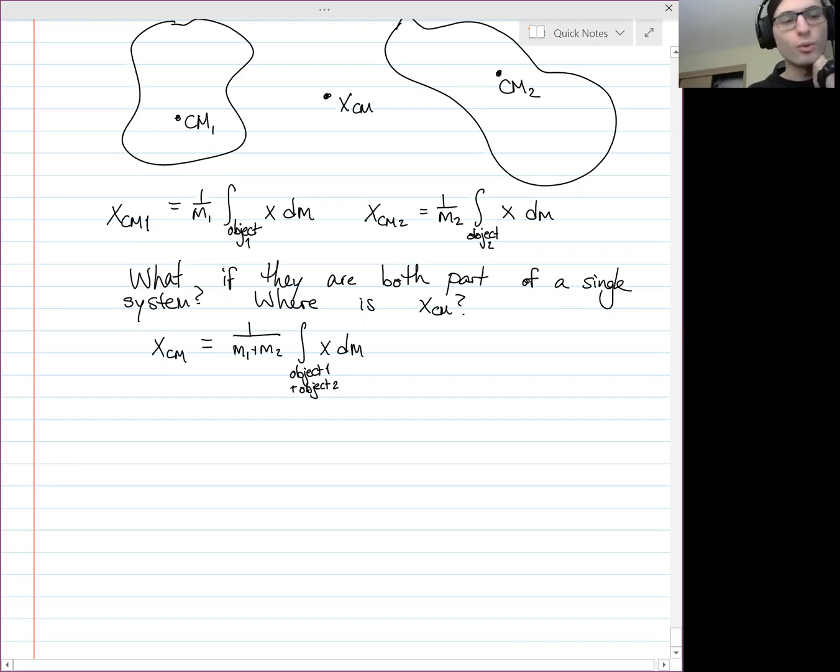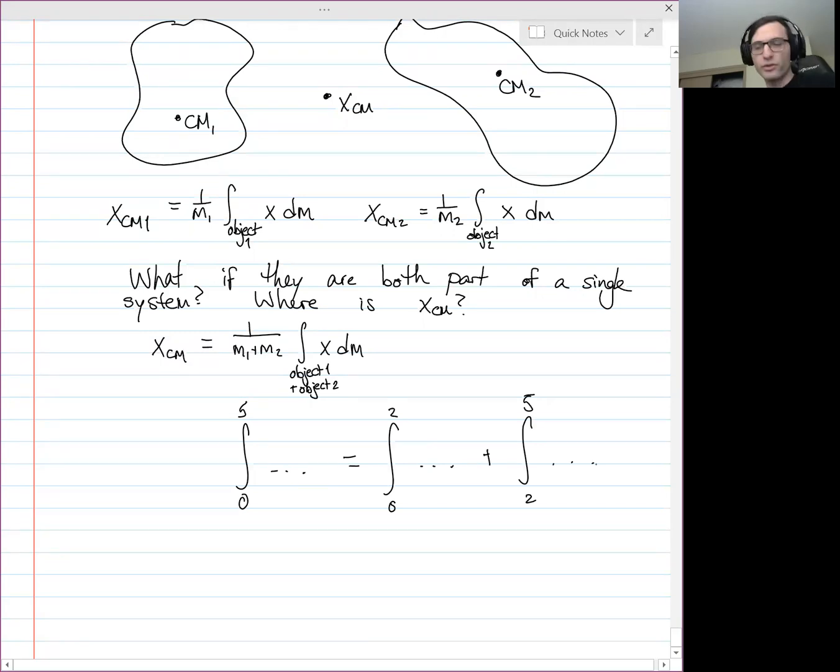But what I want you to keep in mind is that, remember when you were doing calculus, if you have an integral from 0 to 5 of stuff, that's equal to the integral from 0 to 2 of stuff plus the integral from 2 to 5. That's just a fact about integrals. You can basically break up the domain of the integral into separate integrals. That's allowed, so we can do the same thing here. We can break up the domain into the domain of object 1 and the domain of object 2, and then add up their results.